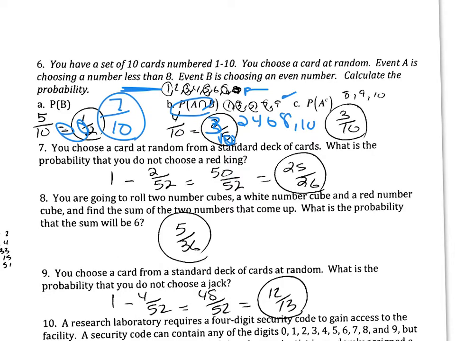Number 7, you choose a card at random from a deck of cards. What is the chance that you do not choose a red king? There are 2 red kings, and I always remember we did this day, I kept on looking for that word not. When it was not, I always did 1 minus.